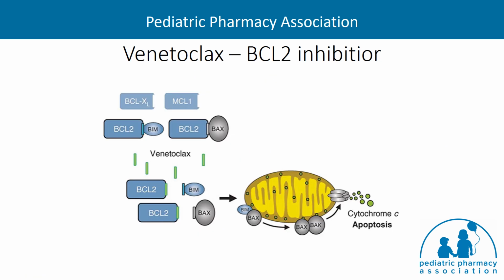The final agent that we will be discussing today is venetoclax. And venetoclax is a BCL2 inhibitor. BCL2 stands for B-cell lymphoma 2, which is an anti-apoptotic protein, which is thought to promote tumorigenesis as well as chemotherapy resistance. So through inhibition of this process, there's thought to be a restoration in apoptosis.